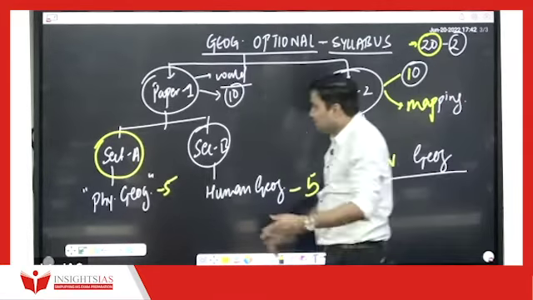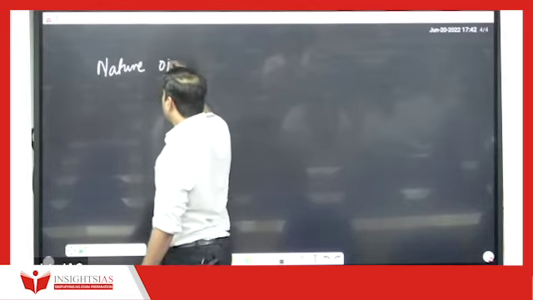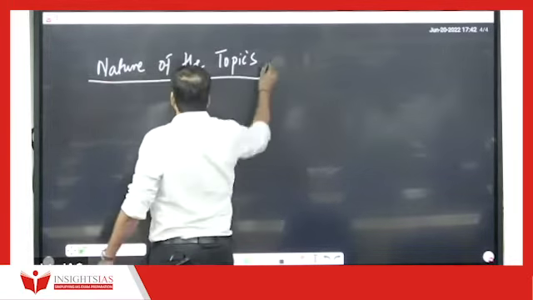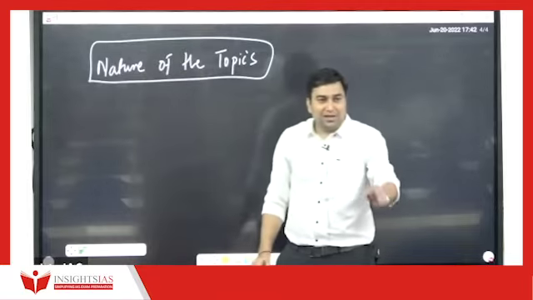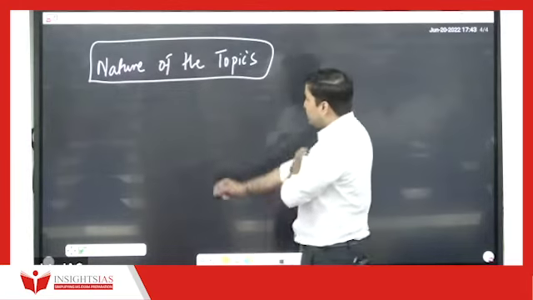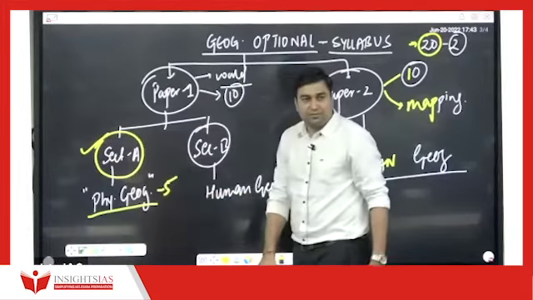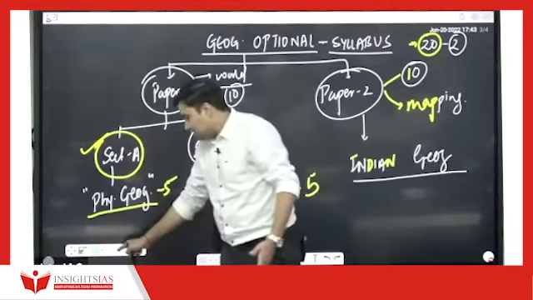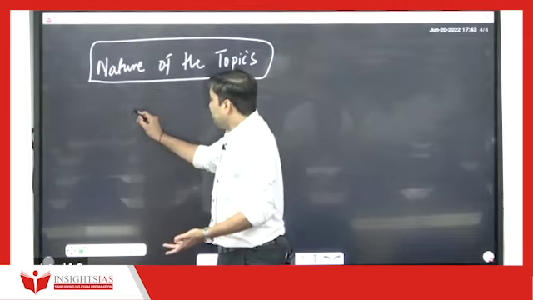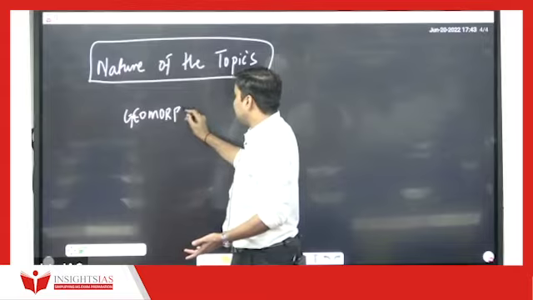Now let us understand the nature of the topics, the nature of the syllabus topics. Very important, because this will help you to understand whether you are really interested, yes or no. Depending upon that, we are going to move further. So first we are going to see section A, physical geography. Physical geography is the core of geography, where the important topics are geomorphology. I'm going to discuss each and everything.